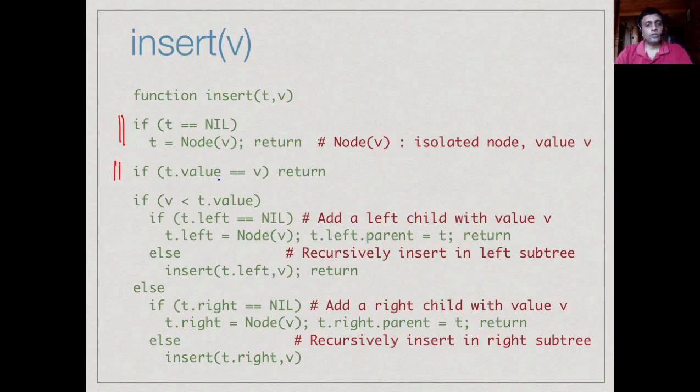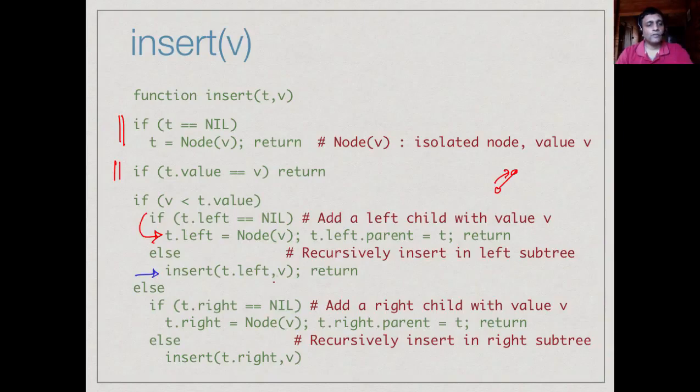Now suppose we have not found it. If the value is smaller than the value of the current node, and if we have no left child, then we actually insert. If we have to go left and we can't go left, then we create a new node to our left and we make that node point here by its parent. So we create a new node here and we say that its parent is ourselves. So t.left.parent is t. Otherwise, we just recursively insert to our left.